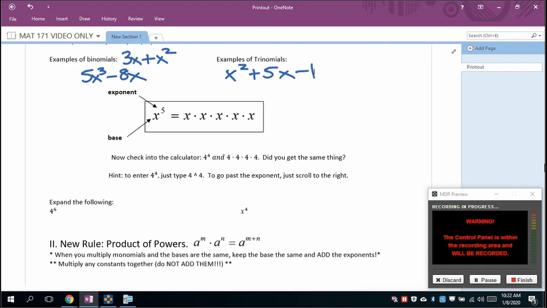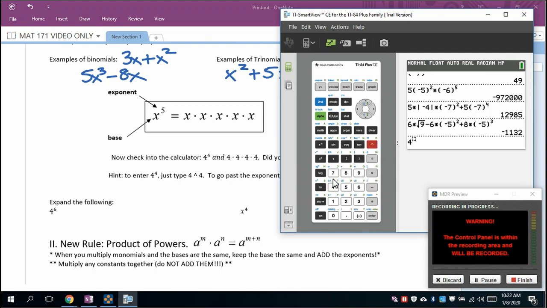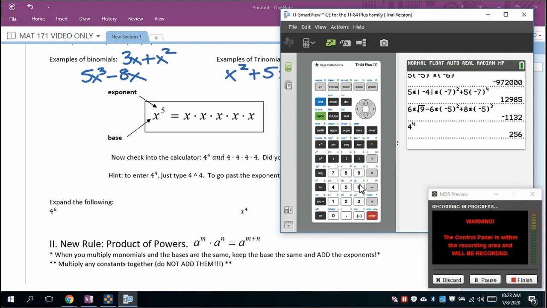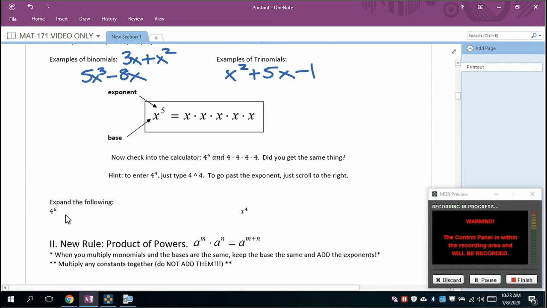If I wanted to expand an exponent, x to the fifth is x multiplied by itself 5 times. So if I wanted to check 4 to the fourth, using the graphing calculator, 4 to the 4th will be 256. If you did 4 times 4 times 4 times 4, you would also get 256. So 4 to the 6th, well, that's just 4 multiplied by itself 6 times. X to the 4th is x times itself 4 times.